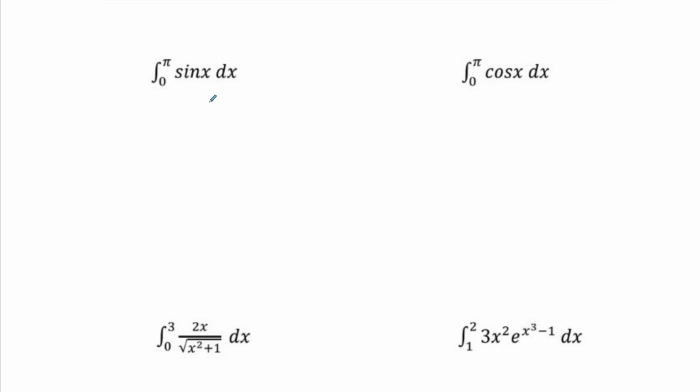So let's take a look at some definite integrals, right? So what's the integral from 0 to pi of sine of x dx? Well, what's the integral of sine of x? It's a negative cosine of x, right? And we're going to evaluate that from 0 to pi. That's how you're going to write it.